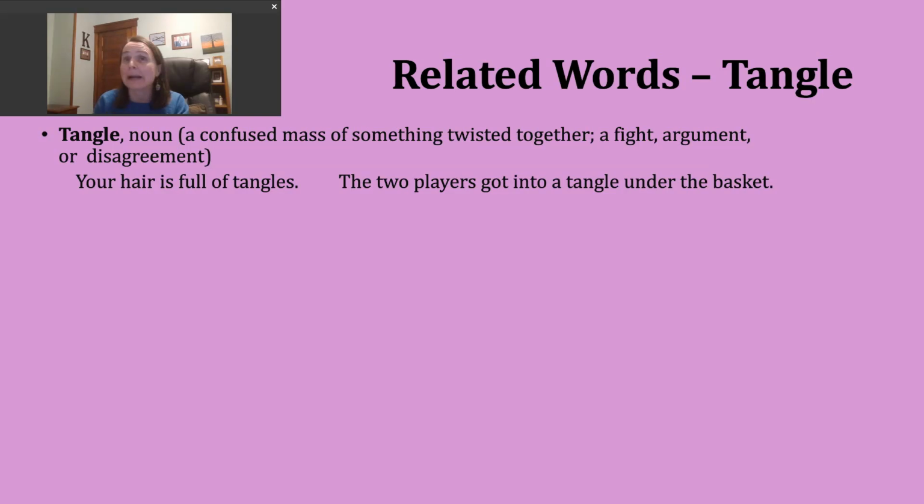Now, a second way you might encounter this noun is to refer to some type of fight, argument, or a disagreement of some kind. So, an example of this. The two players got into a tangle under the basket. So this sentence, again, I saw so many sports examples. You're probably noticing that here too. But this particular article was recapping a particular basketball game and kind of talking about this fight that broke out under the basket.